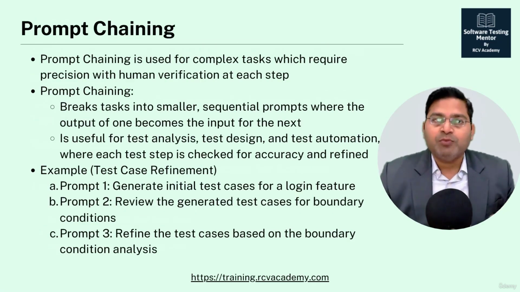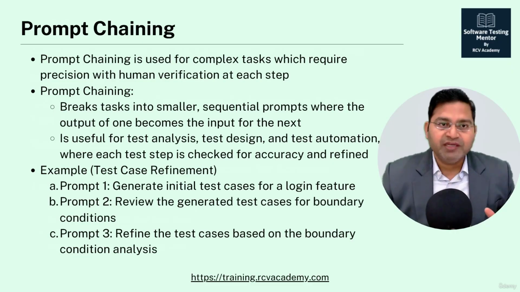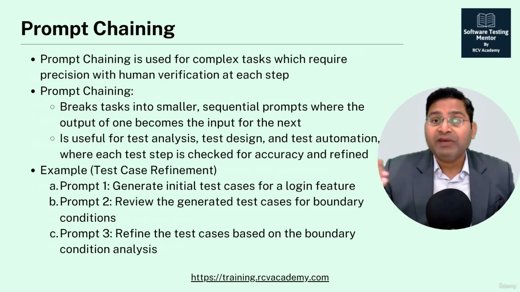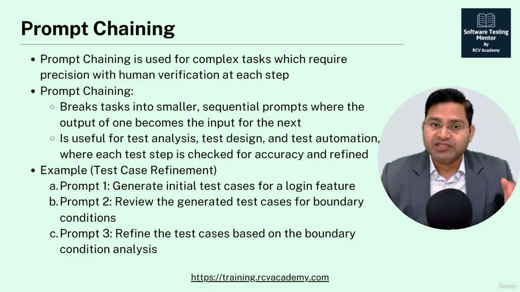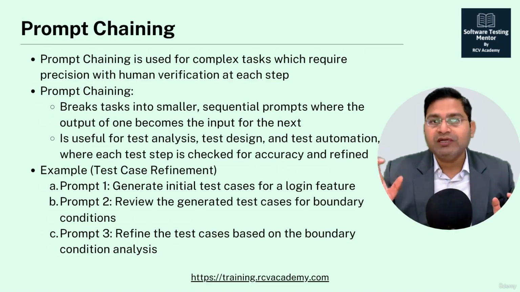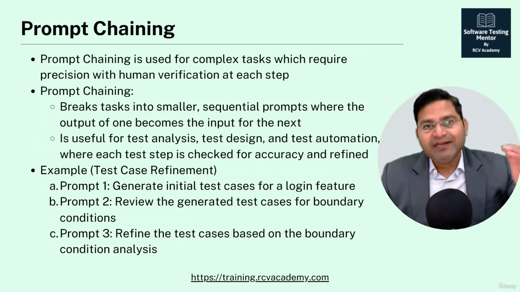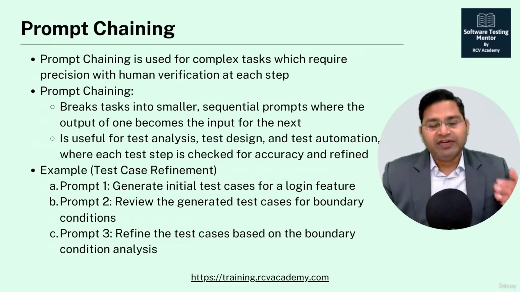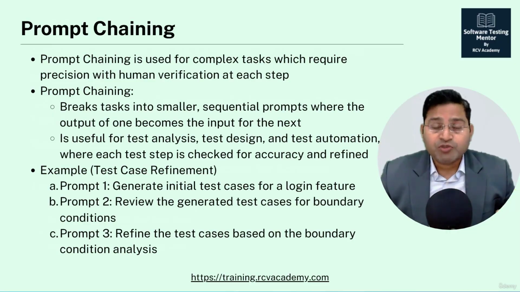Now, first thing is prompt chaining. What exactly is prompt chaining? Prompt chaining is used for complex tasks which require precision with human verification at each step. As you know the word chaining, you chain a prompt after another. You start with a prompt, check the output, then have another prompt, refine, and then have another prompt. So you chain prompt after prompt. That's what prompt chaining is all about.